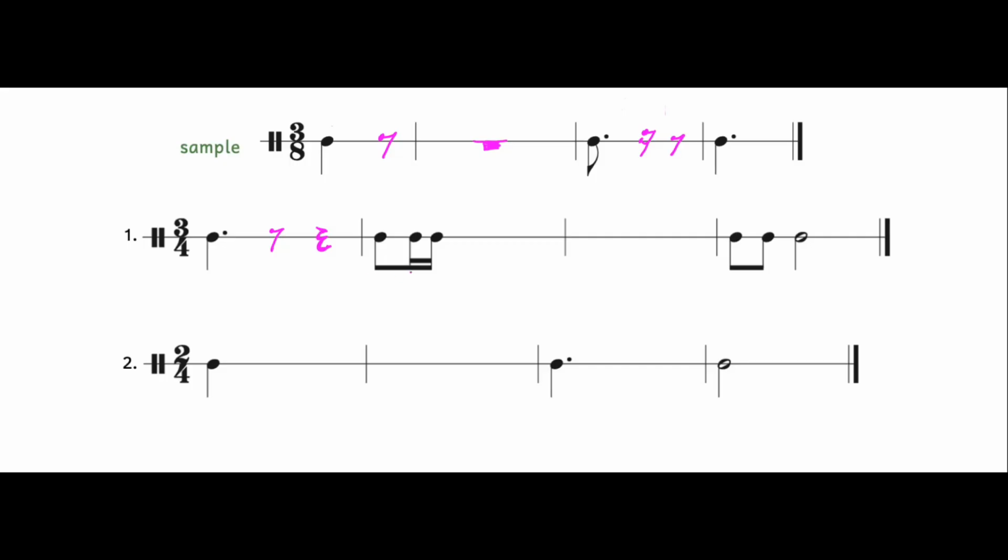Okay, an eighth plus 2/16 equals 1 beat. So I need 2 beats of rest. So 2 beats of rest is represented by a half rest. So I'm going to draw a half rest right there.